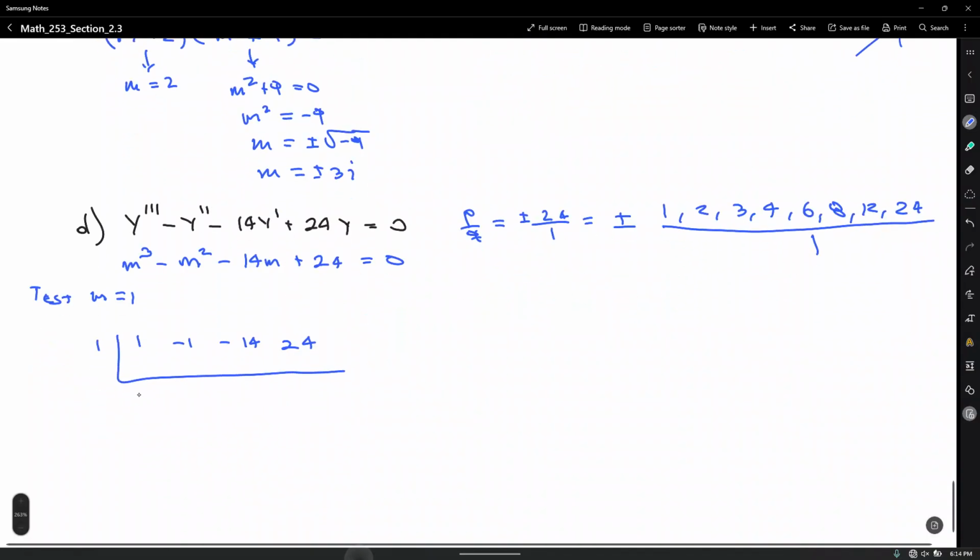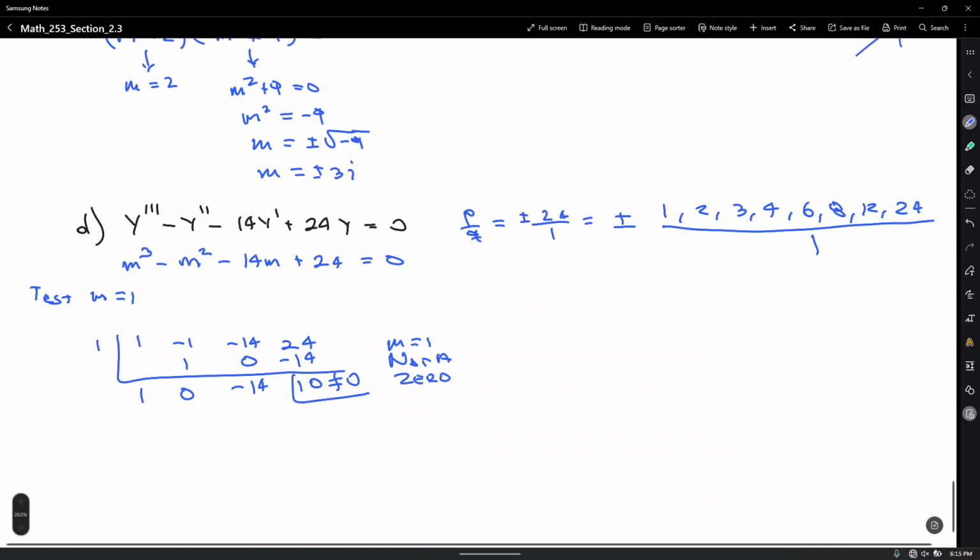Okay, so drop, multiply, and add. 1 minus 1, that equals 0. 0 times 1, that equals 0. Write it down below the negative 14. So that's negative 14. Negative 14 plus 1, that's negative 13. However, in the last column, negative 14 plus 24 equals 10, which is not equal to 0. So this means m equals 1 is not a zero. So we need to test another value.